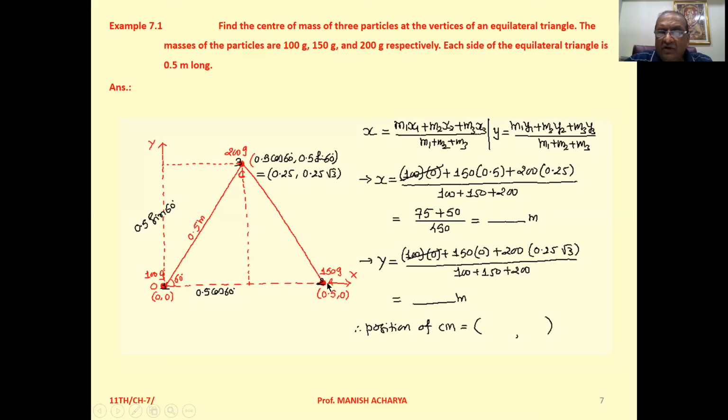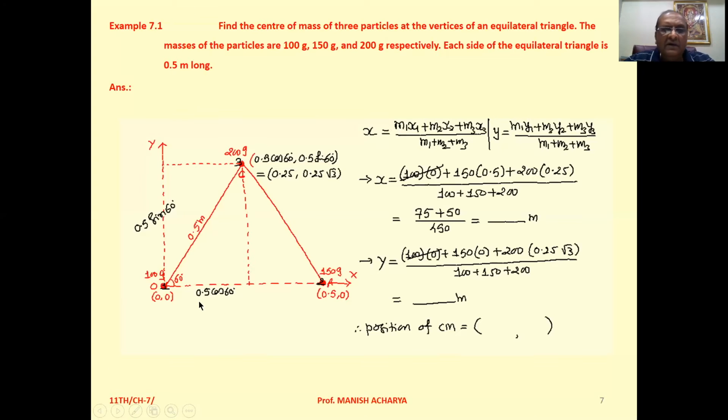Then on x-axis at distance 0.5 meter, because each side is 0.5 meter, another particle with mass 150 gram is placed, and at the third vertex of this triangle, the third particle of mass 200 gram is placed. Now we want to find the center of mass of this system of three particles.